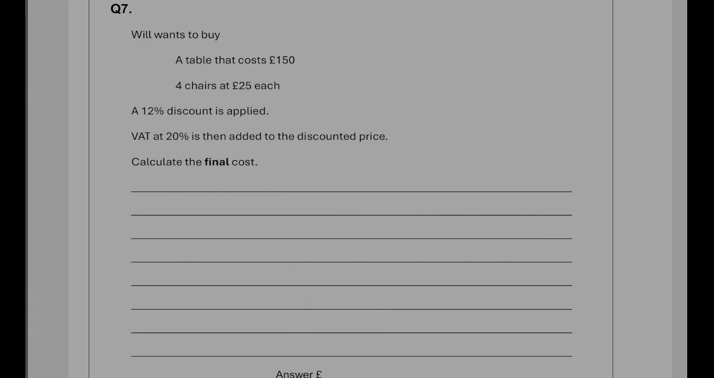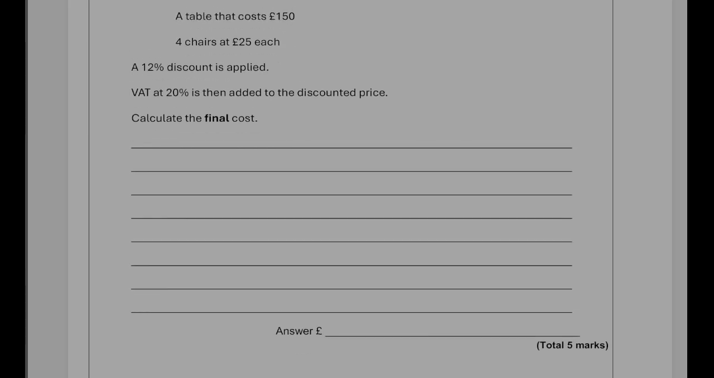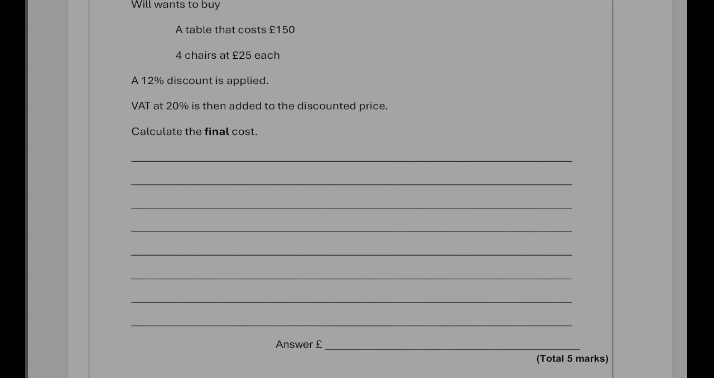Question 7. Will wants to buy a table that costs £150 and 4 chairs at £25 each. A 12% discount is applied. VAT at 20% is then added to the discounted price. Find the final cost. Right, so first of all I want the total cost, so I'm going to do 150 plus 4 times by 25, so that's going to be 100. So we've got a total cost of £250.